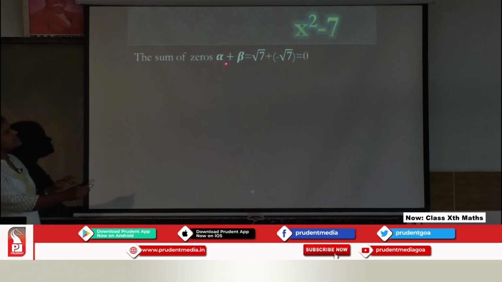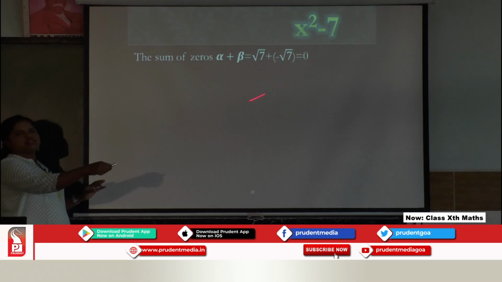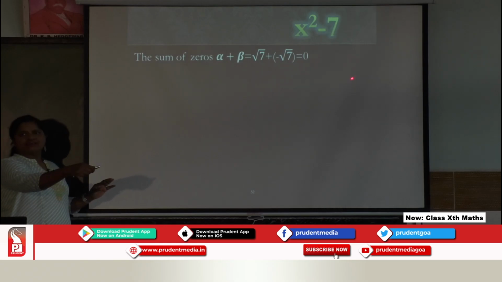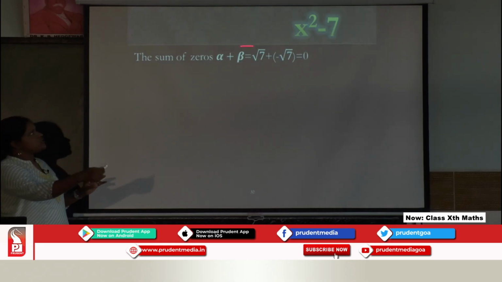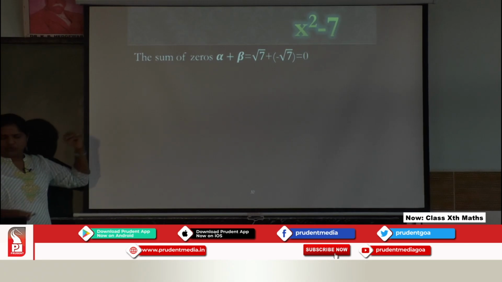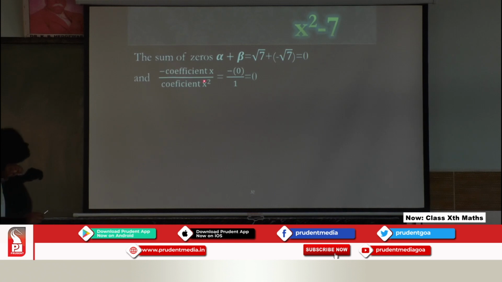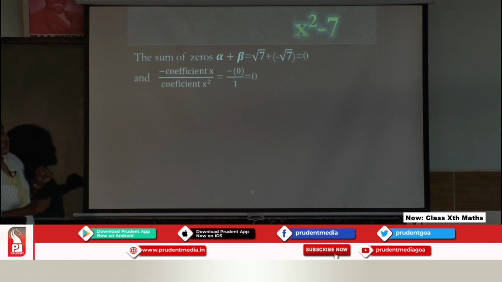Sum of zeros was alpha and beta. So, we are finding alpha plus beta. So, root 7 plus negative root 7. They will cancel each other and the final answer will be 0. So, sum of zeros we are getting as 0. Let us see whether we are getting the same using the formula. The formula is minus coefficient of x upon coefficient of x square.